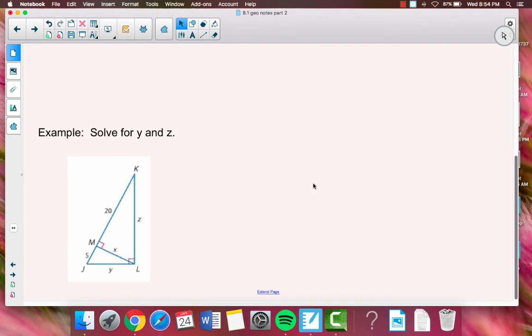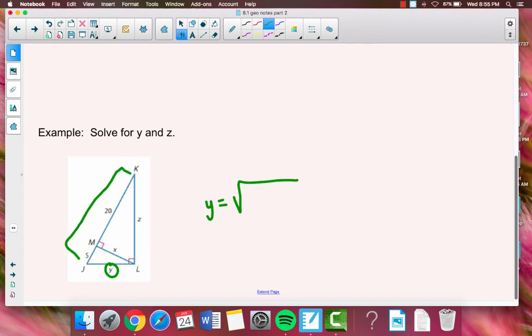Using the same triangle from the last example, this time we're going to solve for y and z. Let's start with y first. Here's the leg. The leg is equal to the square root of the whole hypotenuse. Even though they don't give it to us, we can add these together, so we get 25. Then times the portion of the hypotenuse that's closest, so times 5. Now all we have to do is solve. 25 times 5 is 125, so y is equal to the square root of 125.